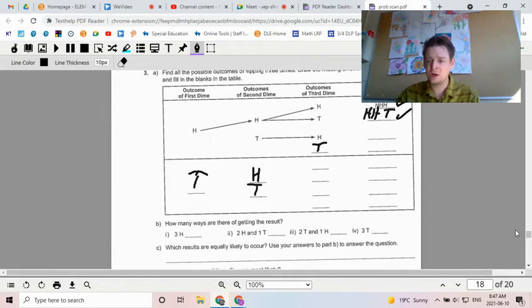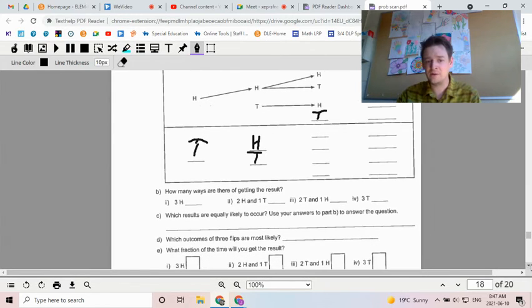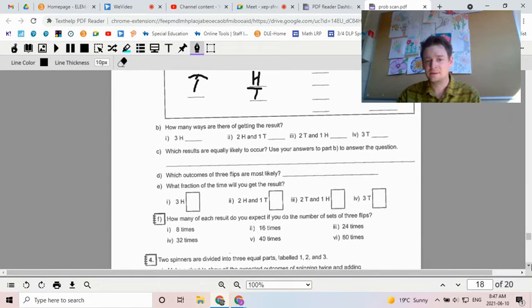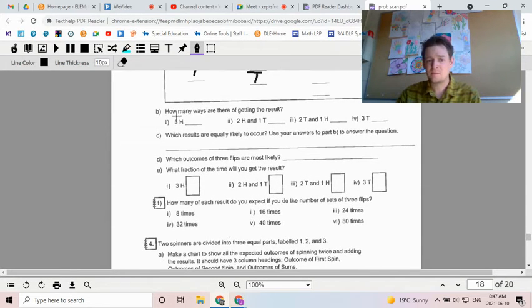Okay, so fill in this chart and try to figure it out. Here it says how many ways are there of getting this result. So how many different ways are there of getting 3 heads? There's only one. I'll let you answer these questions. They're similar to the ones before, but they're just going to ask more questions.